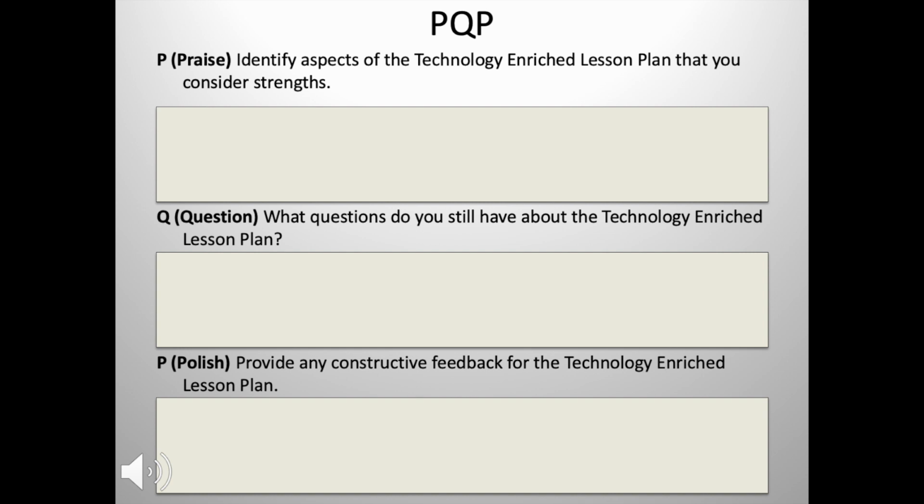P is for praise. Identify aspects of the technology-rich lesson plan that you consider strengths. Q is for question. What questions do you still have about the technology-enriched lesson plan? And finally, P is for polish. Provide any constructive feedback for the technology-enriched lesson plan.